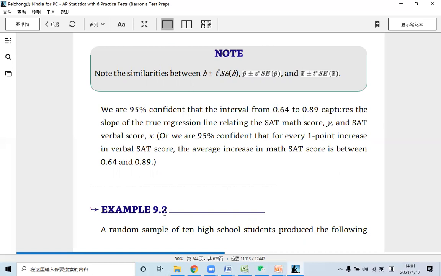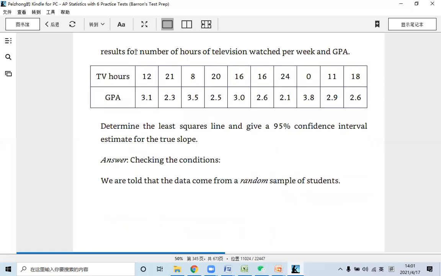Let's look at another example. A random sample of 10 high school students produced the following results for number of hours of TV watching per week and GPA. So for this guy, 12 hours per week, GPA 3.1. 21 hours, a lot of TV, 2.3. 8 hours, 3.5.